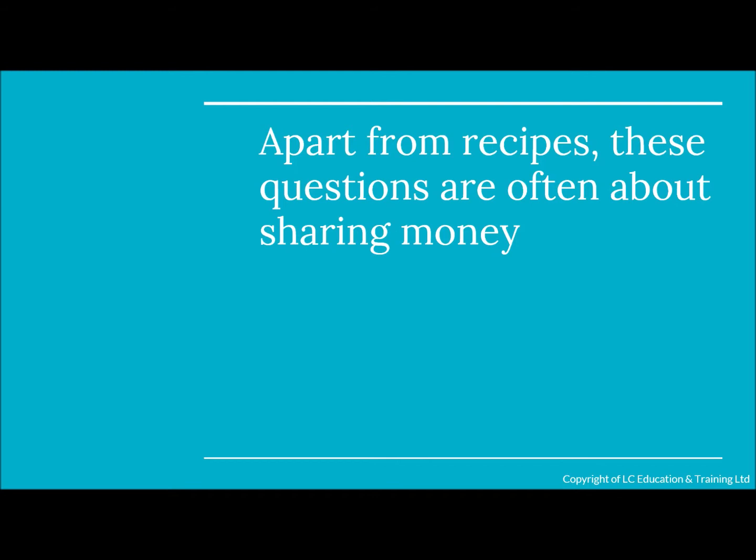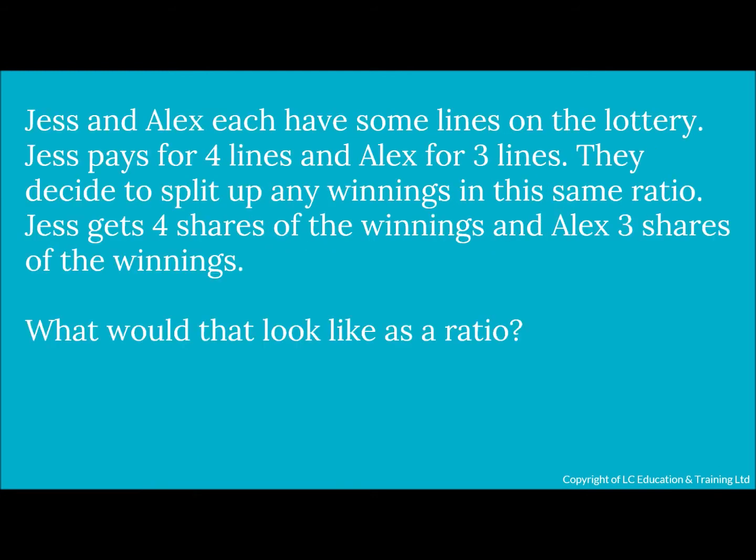Apart from sharing amounts in recipes, sometimes money comes into it. So Jess and Alex have got lines on the lottery. Jess has 4, Alex has 3. They're going to split up their winnings in the same ratio. Jess will get 4 shares of the winnings and Alex will get 3 shares.